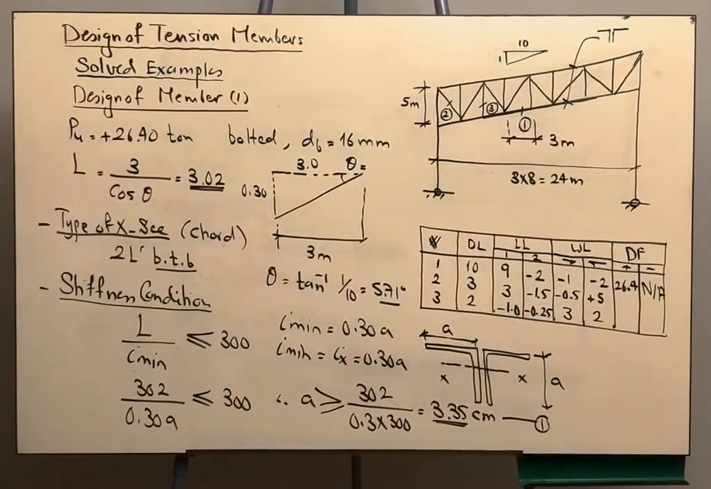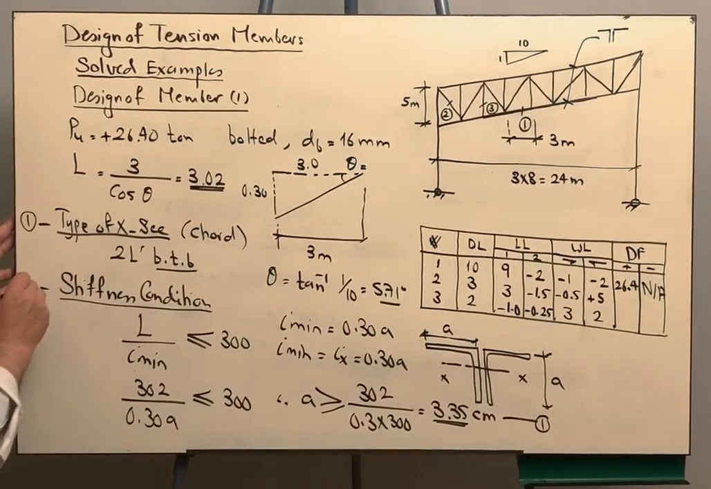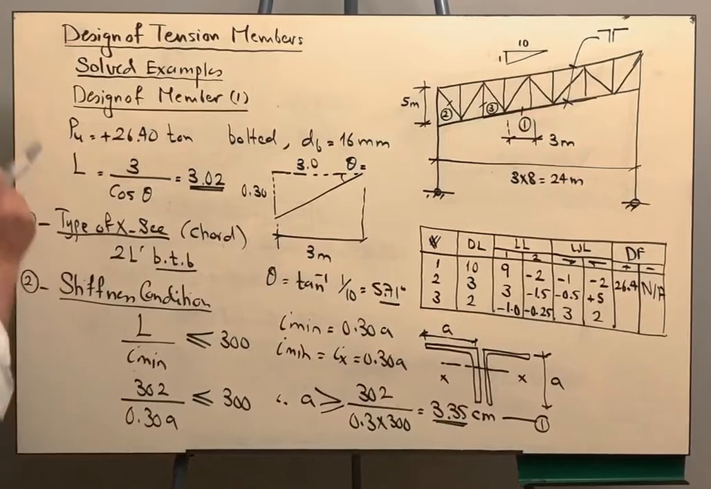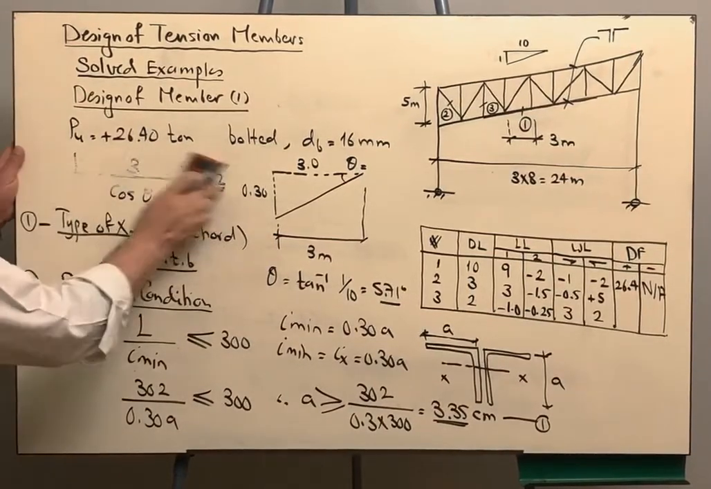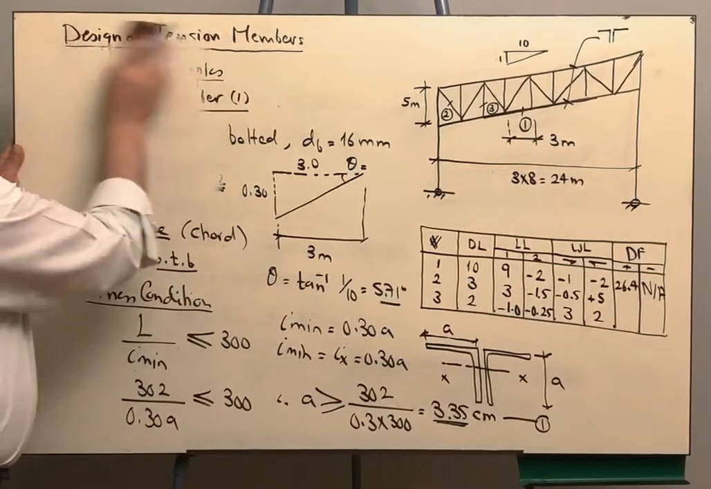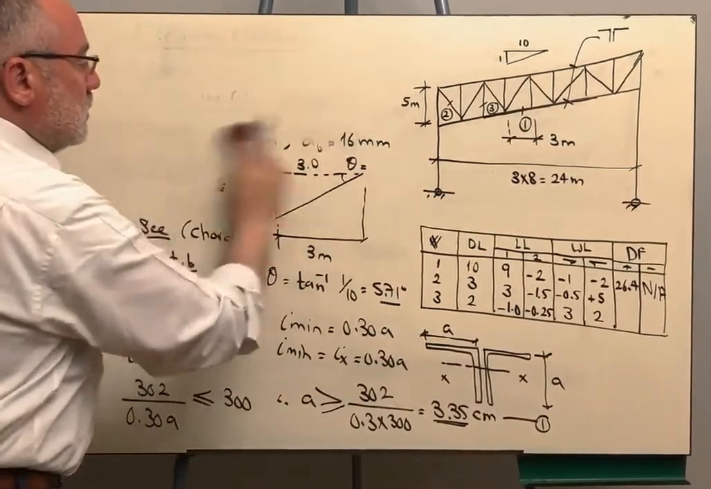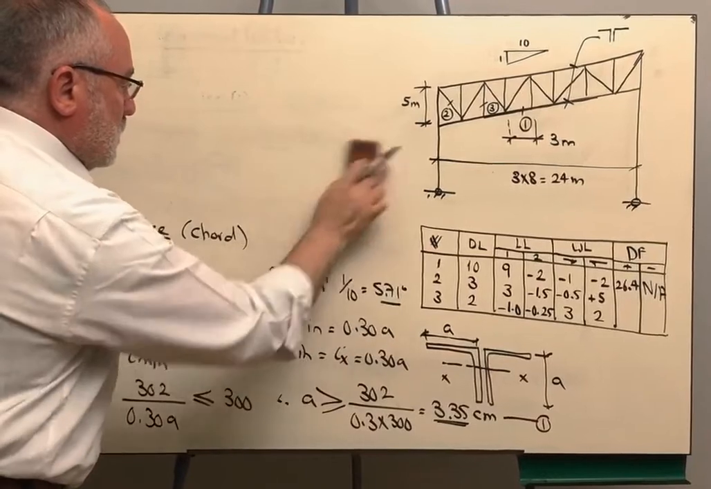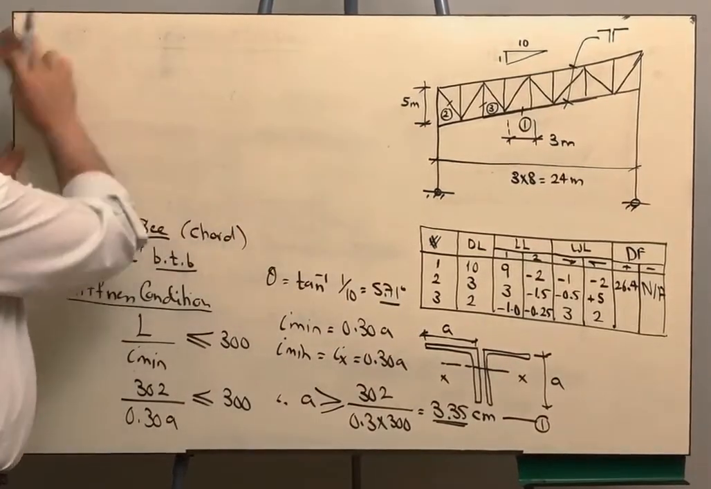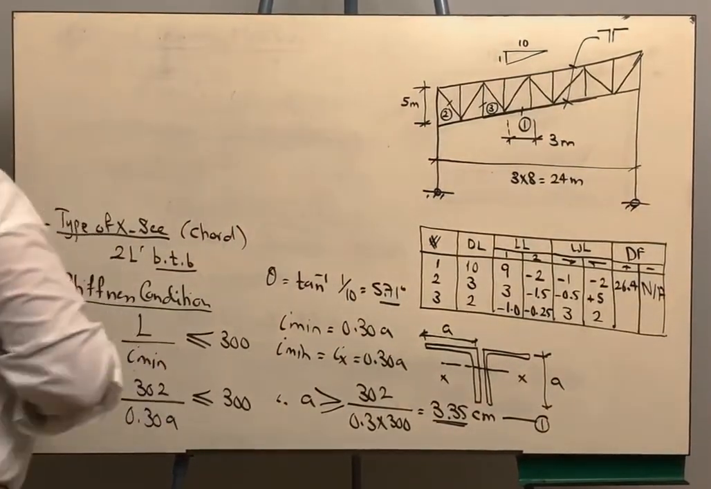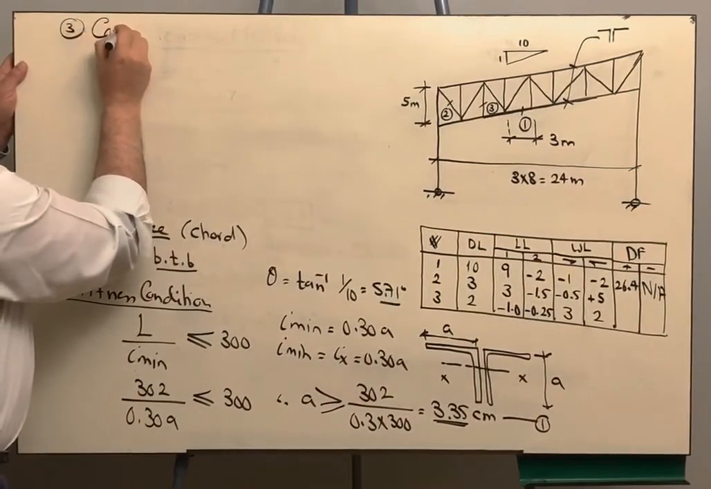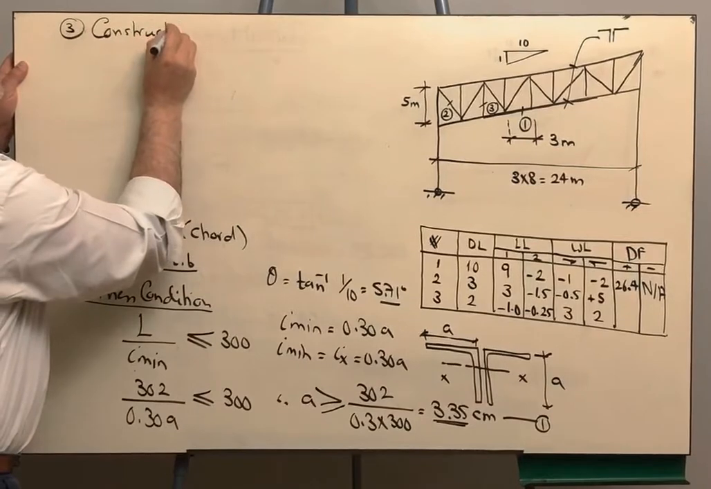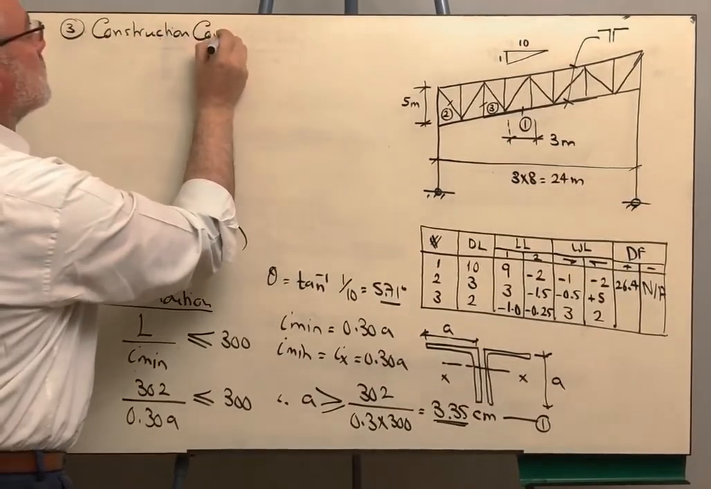Let me go to the other. This is the first step that we followed. The second step that we determined was the stiffness condition. The third step, I will go to number 3, the construction condition.